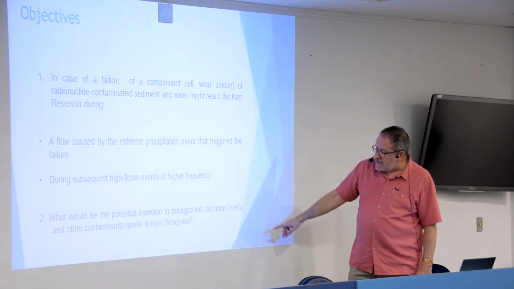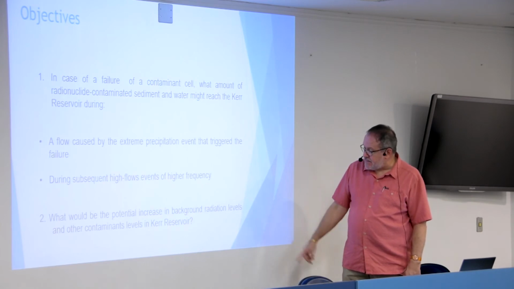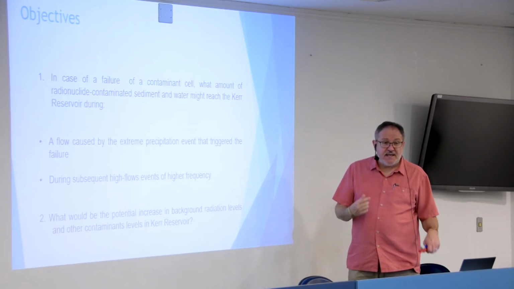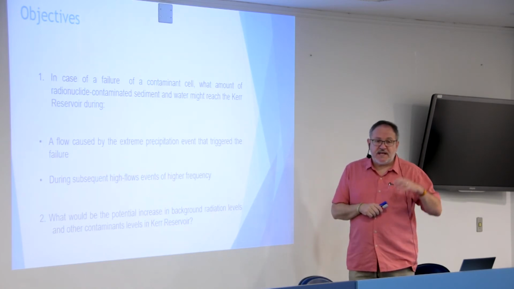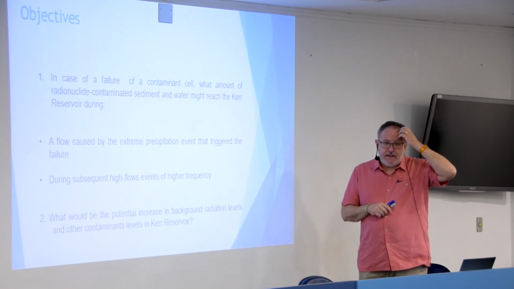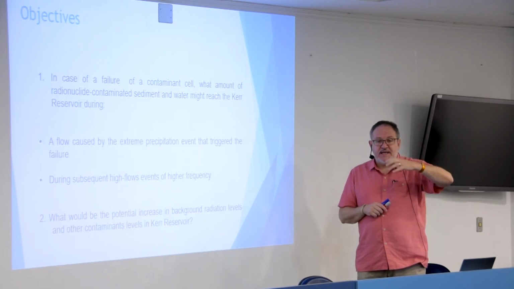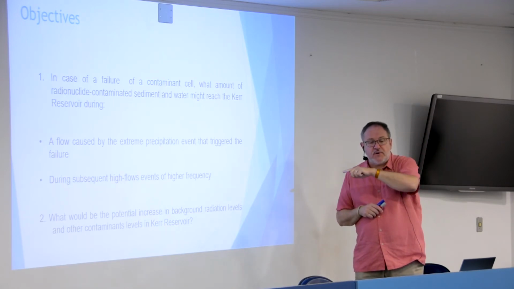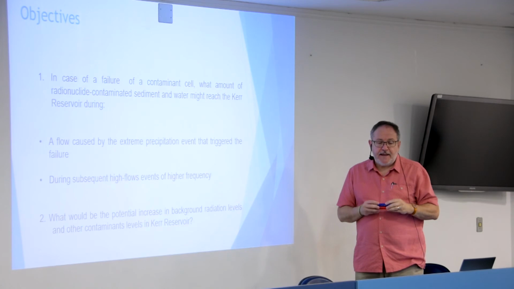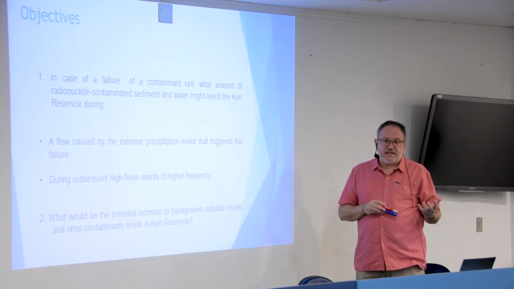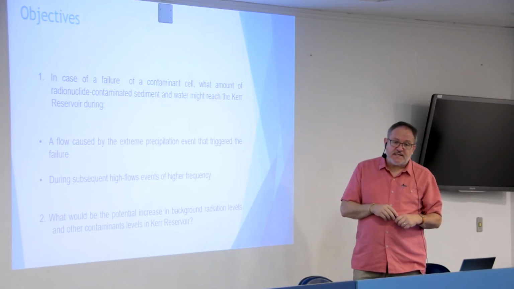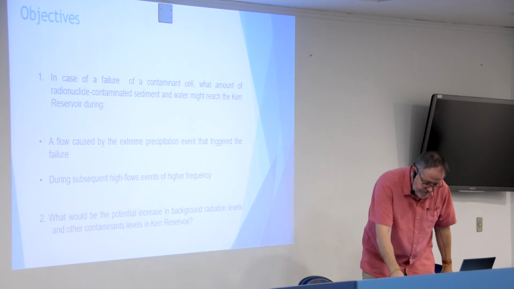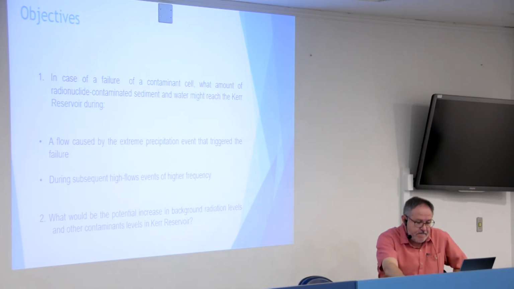And what would be the potential increase in background radiation levels and other contaminants? So here the main worry was that if an accident would happen, even though a small amount might be released, all this could go all the way down and accumulate in the reservoir that has a main water supply. But the other problem could be all the other water intakes in the system that we saw at the beginning.